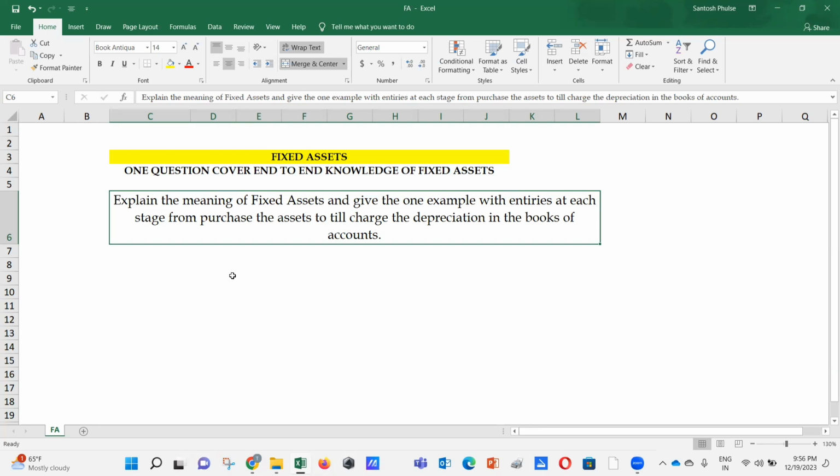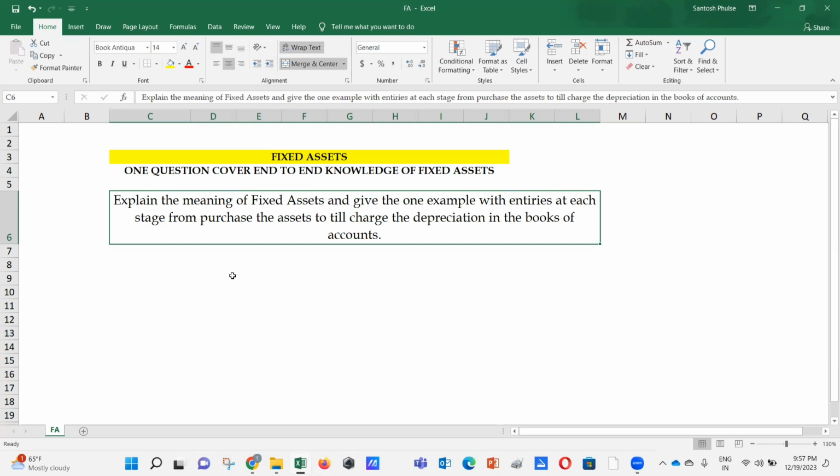We have to give the entry for that. So how are we going to explain the fixed asset? What we have to explain is that fixed assets refer to long-term assets that are used in the operation of a business. They provide long-term financial benefits, have a useful life of more than 1 year, and are classified as PPE, that's property, plant, and equipment on the balance sheet.